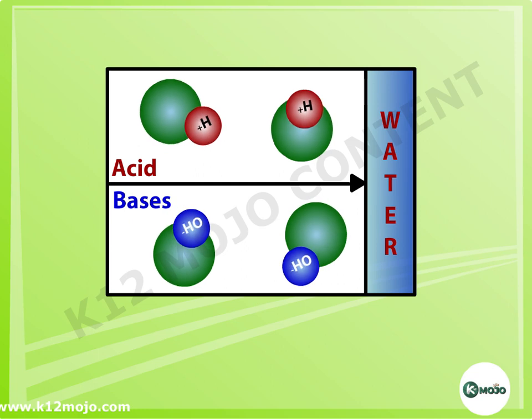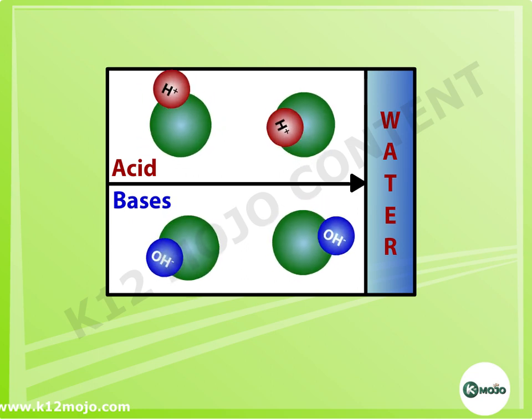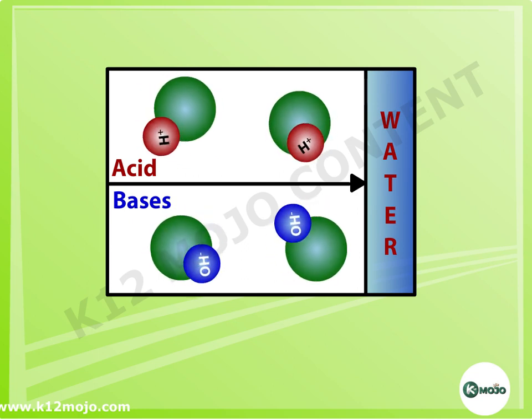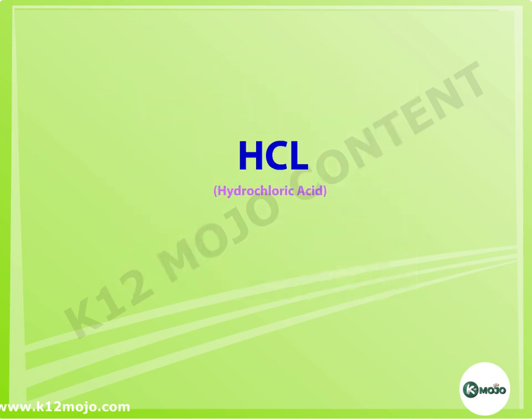Acids free hydrogen ions when mixed with water. Bases free hydroxide ions when mixed with water. An acid has a chemical formula with H at the beginning of it. For example, HCl, hydrochloric acid.